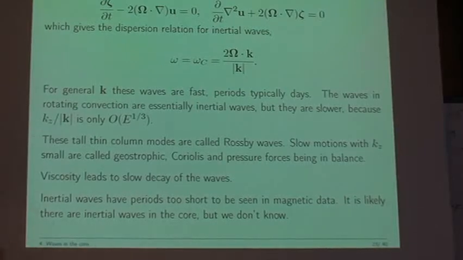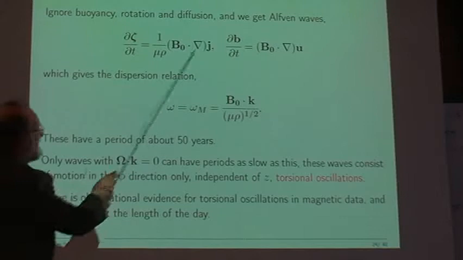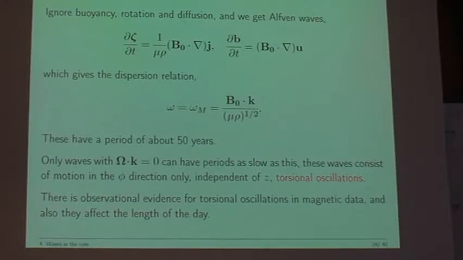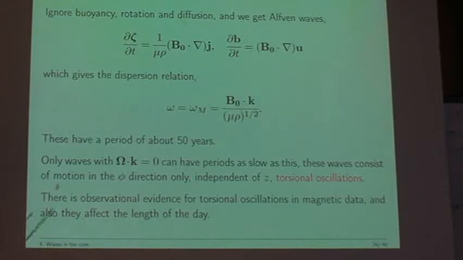Okay, so there we are. So we may have inertial waves in the core, we just don't really know. So what about Alfvén waves? Well, of course, if you just ignore the rotation for a moment, then we can get these kind of Alfvén waves. This is the Alfvén dispersion relation, and that will happen in the core too.